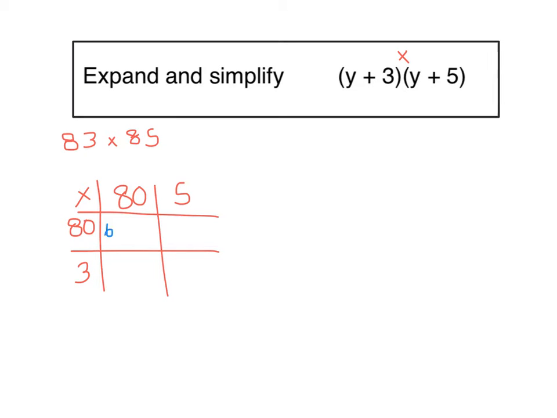So 8 times 8 is 64. And then I've got the 2 zeros, 6,400. This here is 80 times 5. 8 times 5 is 40. I've got that 0, so it's 400. This here is 80 times 3. 8 times 3 is 24, so 80 times 3 is 240. This here is 3 times 5, which is 15. Then I would add everything together.